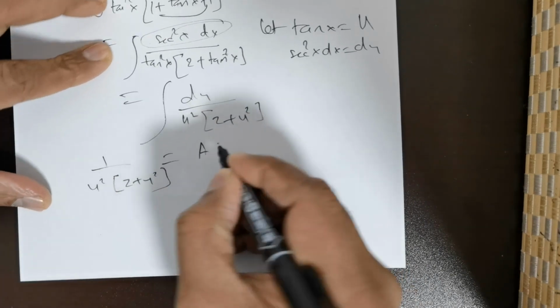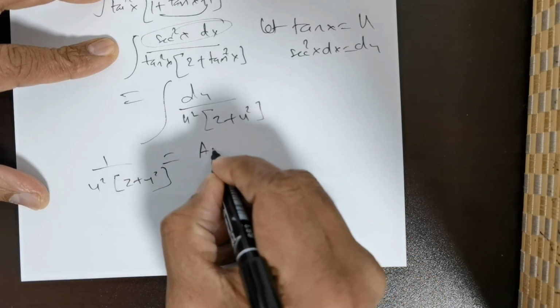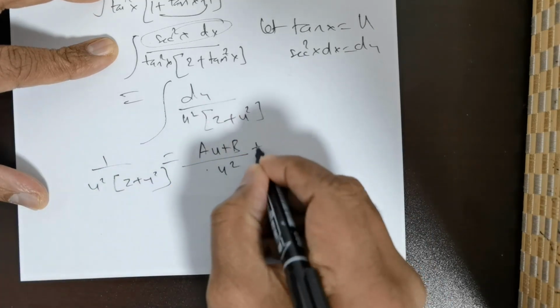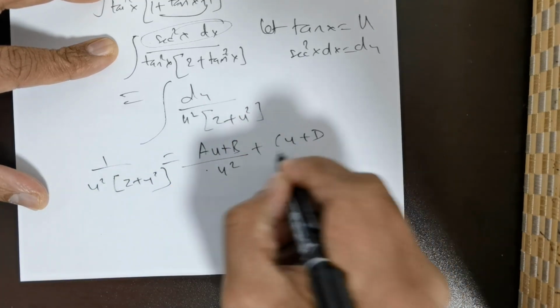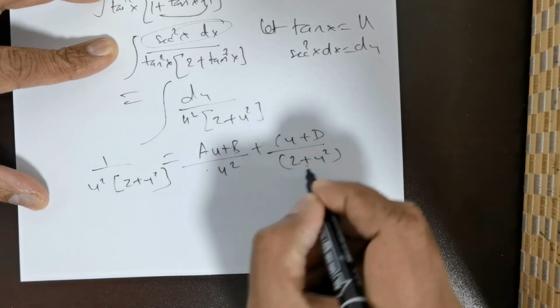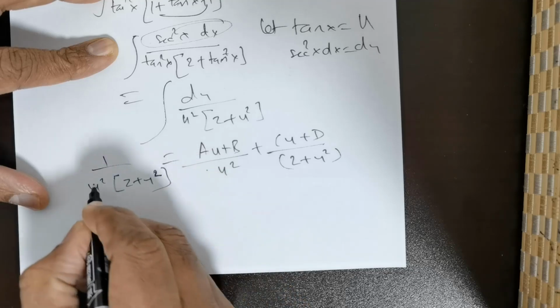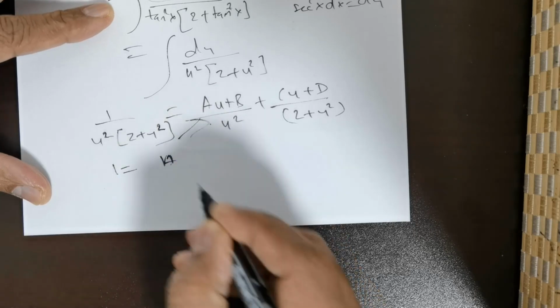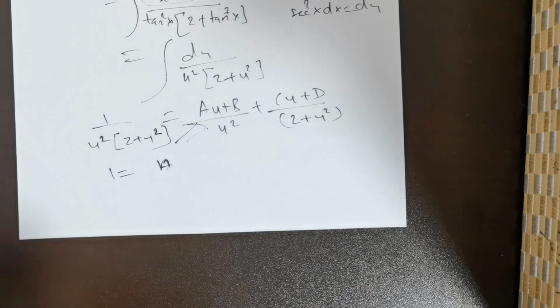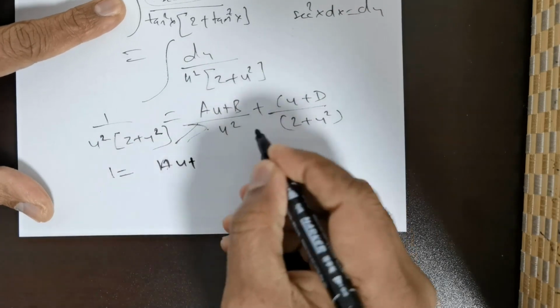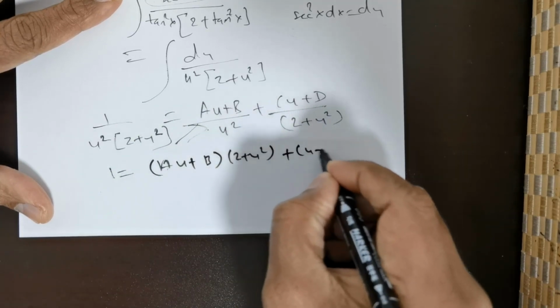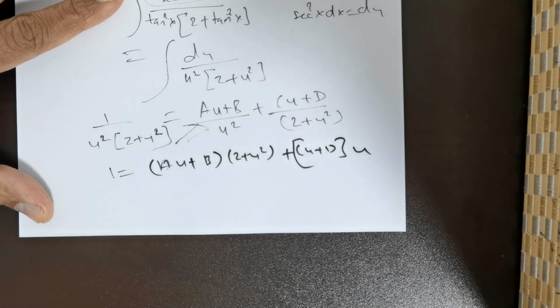I'm going to rewrite this as (au plus b) divided by u squared, plus (cu plus d) divided by (2 plus u squared). Why? Because of the degree being 2, right? So I'm splitting it in this fashion. You cross multiply, you get 1 is equal to (au plus b) times (2 plus u squared) plus (cu plus d) times u squared. So this is what you have got.